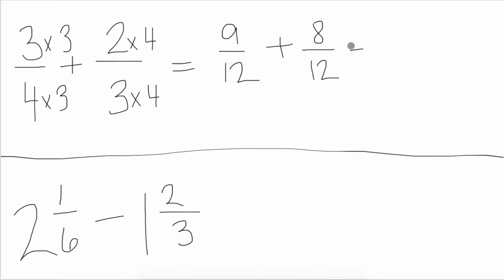Now we'll simply go across the top and add. However, the denominator will stay the same, which is 12. 9 plus 8 is 17. We all know that this is an improper fraction because the numerator is larger than the denominator. So we're going to reduce it. This says 17 divided by 12. So we're going to set that up.